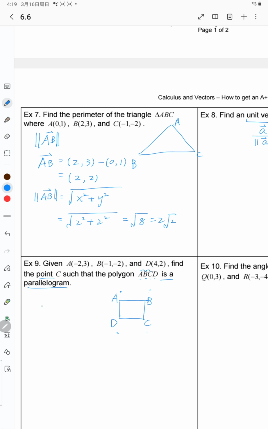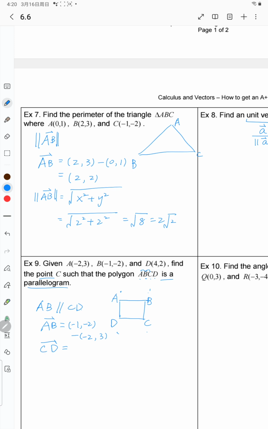that AB is parallel to CD, right? AB is going to be parallel to CD. So first we need to write out the form of AB, and then we're going to write out the notation for CD, right? AB will be the B coordinates minus the A coordinates. So (3 minus 2, ...) minus negative 2, 3, all right?